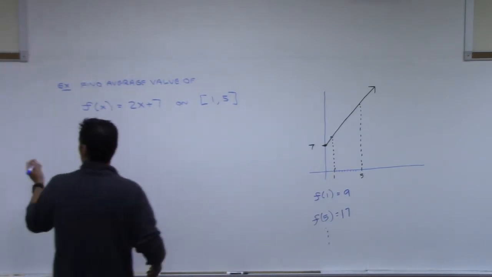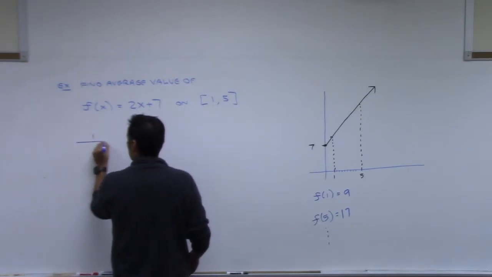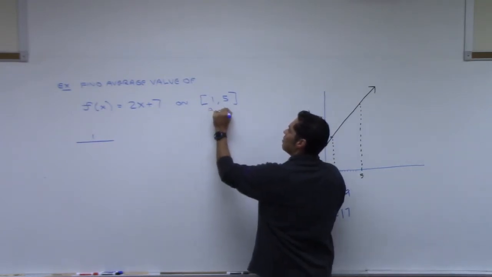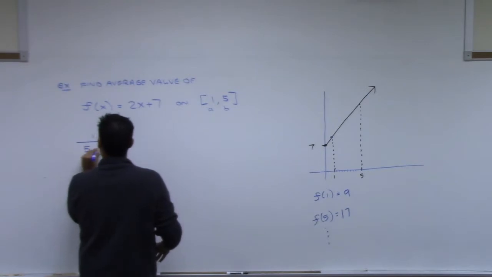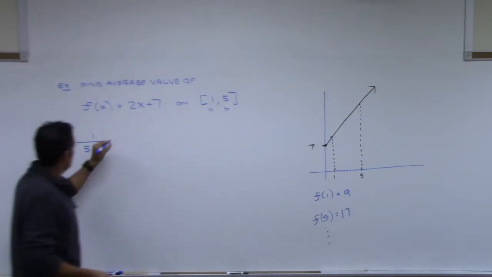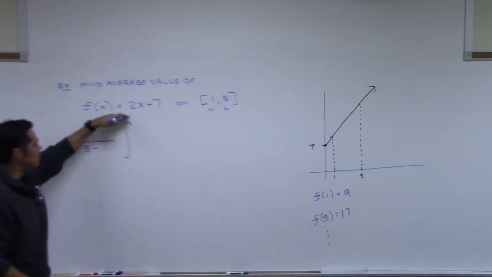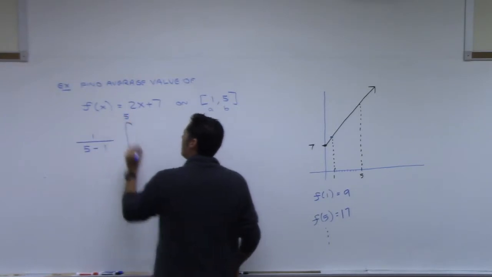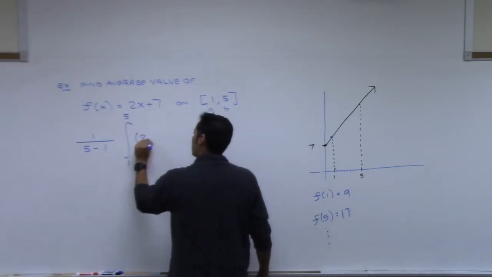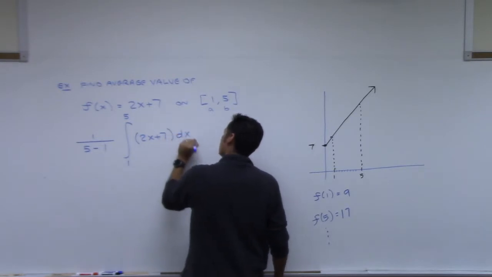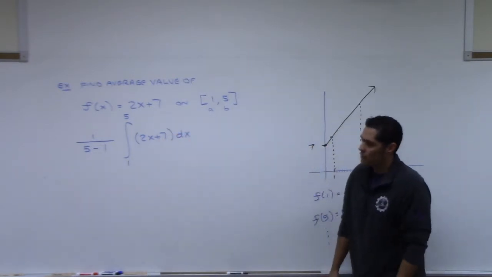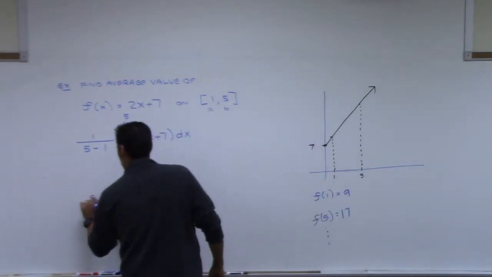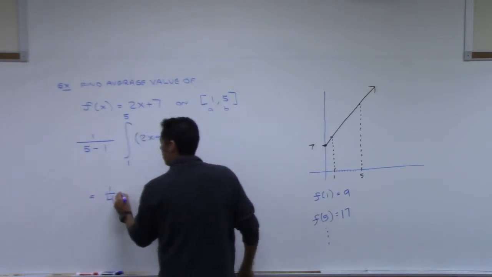So to compute this, I first need to figure out what is 1 over b minus a. The first number is always a, the second number is always b, so 5 minus 1, that's going to be 4. Integral from where to where? 5 to 1 or 1 to 5? Just make sure you put the smaller number on the bottom, bigger number on top. And then we're trying to integrate 2x plus 7 dx. Everyone understand that setup? This is equal to 1/4. So that's this piece.